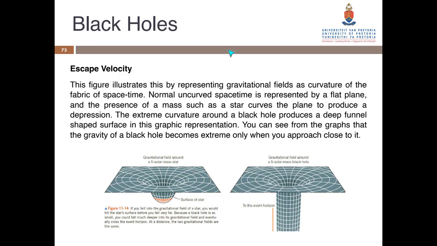This figure illustrates this by representing gravitational fields as curvature of the fabric of space-time. Normal uncurved spacetime is represented by a flat plane, and the presence of a mass such as a star curves the plane to produce a depression. The extreme curvature around a black hole produces a deep funnel-shaped surface in this graphic representation. So you can see from the graphs that the gravity of a black hole becomes extreme only when you approach close to it.